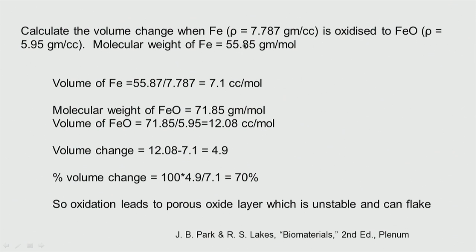So, the molecular weight of iron is 55.85, and the molecular weight of iron oxide is this plus another 16, which is 71.85. So, we take the molecular weight divided by the density to get cc for both, then the volume change is 4.9. So, it has changed from 7.1 to 12.0. So, the percentage is this difference divided by the original times 100, 70%, that is a big change.